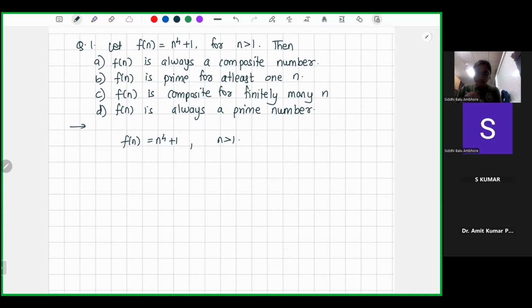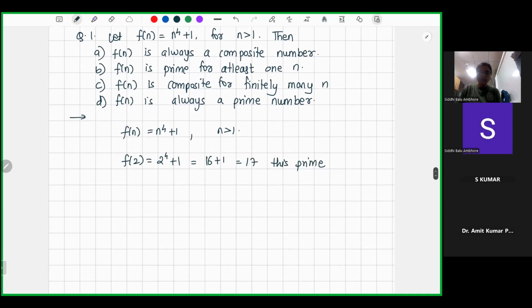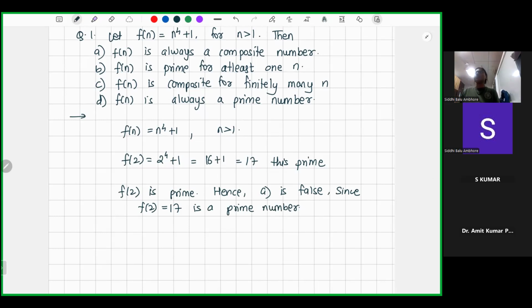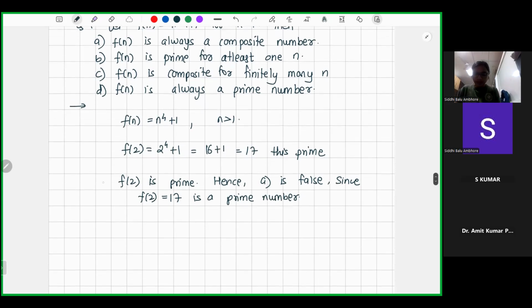So is f of n always a composite number? Here n is greater than 1, so let's just check what is f of 2. f of 2 is 2 power 4 plus 1, that is 16 plus 1, so 17. So this is prime. So f of n is always a composite number is anyway false, because f of 2 is prime, hence A is false. I hope this is okay, we just have to check. So A is wrong.